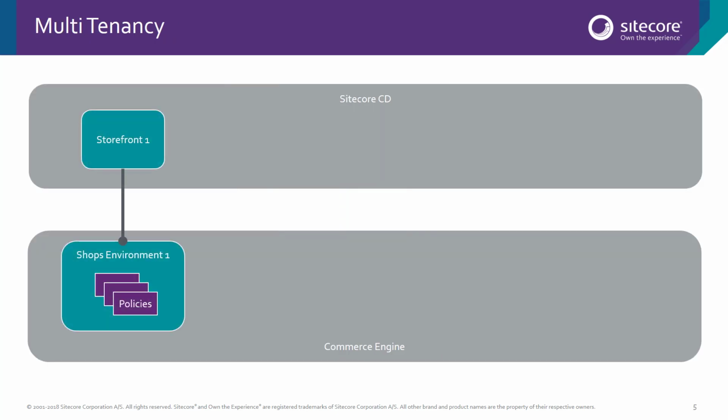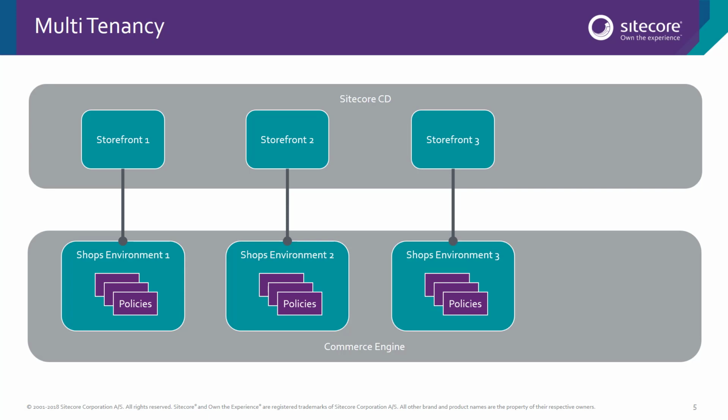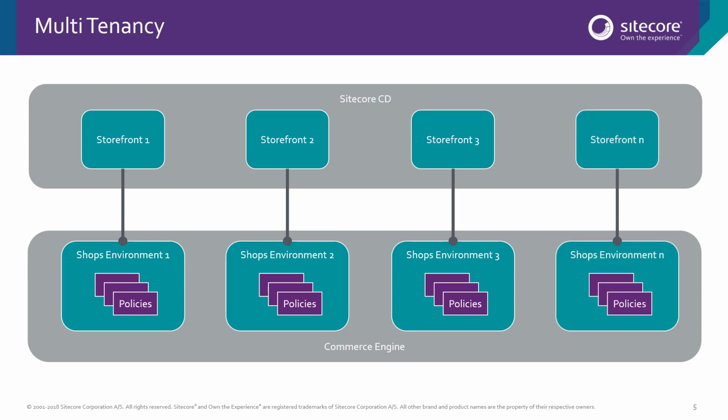With a multi-tenancy setup, your Sitecore content delivery instance will house multiple storefronts, and your engine will host multiple shops environments. Each storefront will communicate with its own shops environment. Each shops environment will in turn house its own set of policies governing how it functions. This means that you can have a single Sitecore content delivery instance and a single Sitecore commerce engine hosting X amount of sites, each with completely bespoke functionality, not only in the storefront, but also in the engine. This enables you to deliver highly customized functionality per storefront.